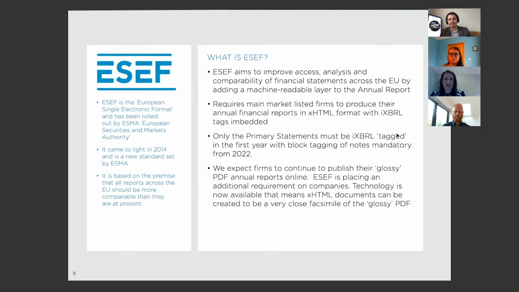Who does it affect? It affects any main market listed firms, who will be required to produce their annual financial report in xHTML. Then the iXBRL tags will be embedded in that xHTML document. In the first year, only the primary statements will be tagged. But then from 2022, block tagging of the notes will become mandatory.